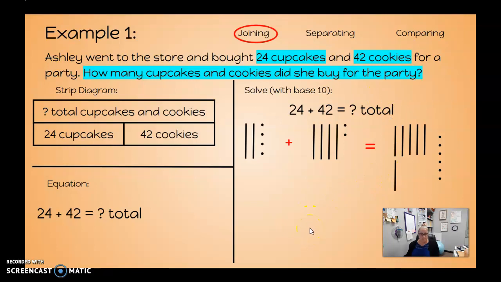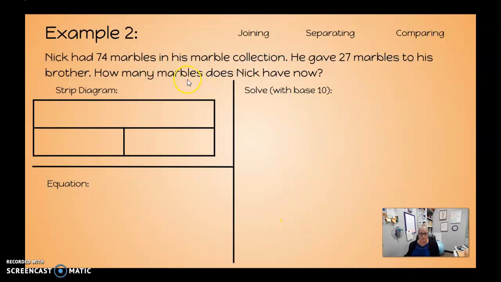So let's look at another one. This is my second example. Here is what it says. Nick had 74 marbles in his marble collection. He gave 27 marbles to his brother. How many marbles does Nick have now? So I want you to think about what this problem's asking. So the first thing we're going to do is read it again and highlight the information that we need to know. So Nick has 74 marbles in his collection. He gave 27 marbles to his brother.